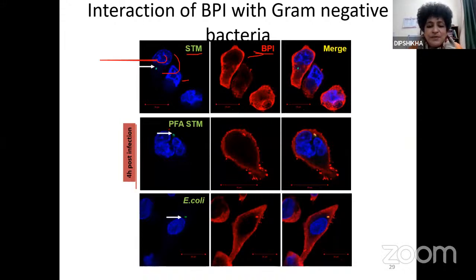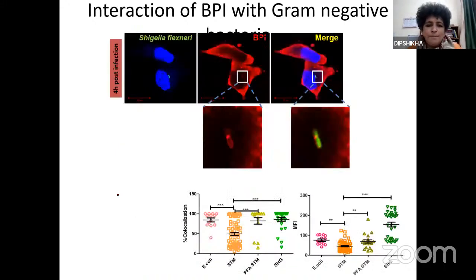Now, this is PFA fixed. PFA fixed is a very important control. This is a killed bacteria. For every experiment you do with bacteria, you need to use a killed organism to show that it is a property of a live bacteria. Okay. Now, when you use the killed bacteria, you see that this also colocalizes. Now, E. coli, which we call a non-pathogenic strain of E. coli in our case, this also colocalizes. That means the BPI is recruited. This is at 4 hour post-infection. And these are all the quantifications which are done.